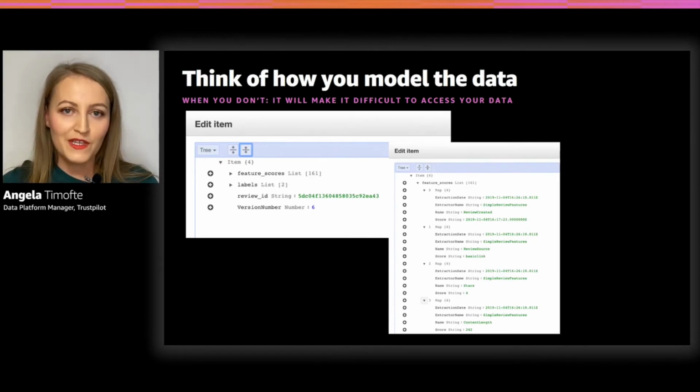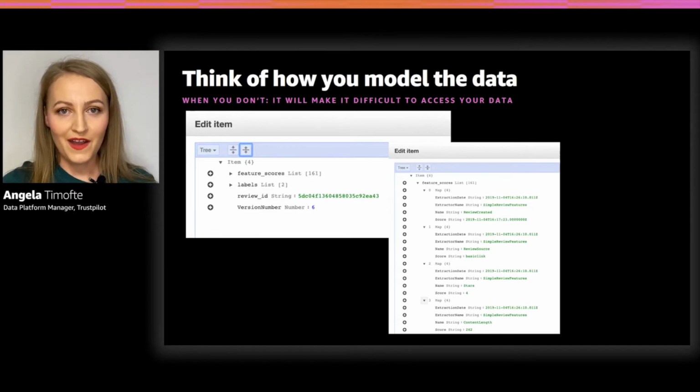So it was really not a great way of modeling the data and the way that we were accessing the data. And actually, this was our most expensive table at the time because we just didn't think about how we were going to access the data in there.